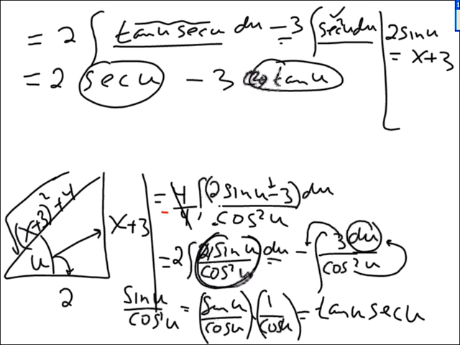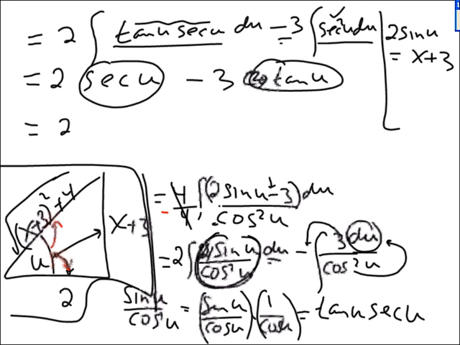Okay, now all I have to do is substitute back what u is. In fact, let's just look at the triangle over here. Secant of u, well, secant is hypotenuse over adjacent.